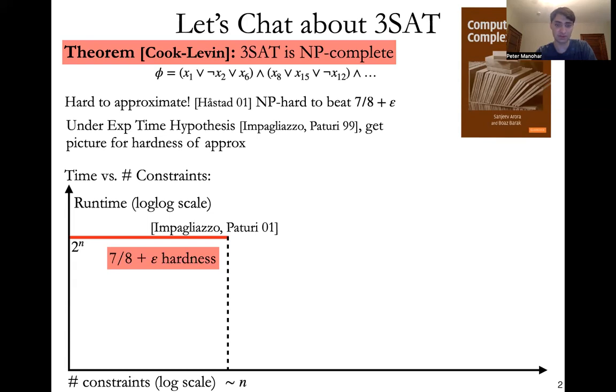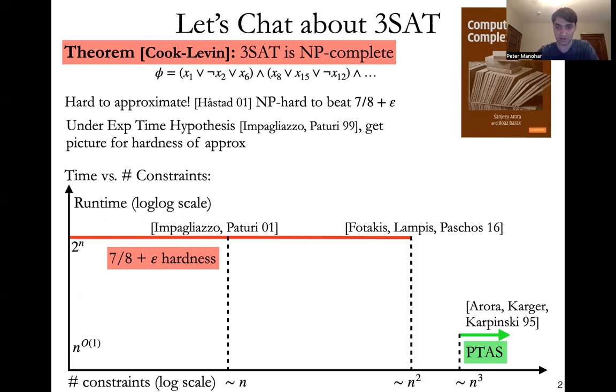A result due to Impagliazzo and Beraduri shows that even beating 7/8 plus epsilon requires exponential time when the instance has order n constraints. But on the other hand, Arora, Karger, and Karpinski showed that there's a polynomial time approximation scheme when the instance is fully dense, that is, it has order n cubed constraints. This hardness line was later extended by Fotakis, Lampis, and Pashos all the way up to n squared constraints, and they additionally showed a sub-exponential time approximation algorithm where the runtime of the algorithm trades off against the number of constraints in the instance in order to get a good approximation.